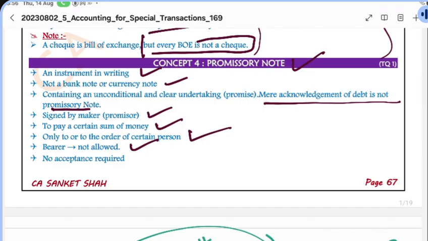The one who owns that will become the owner of that check. Clear?